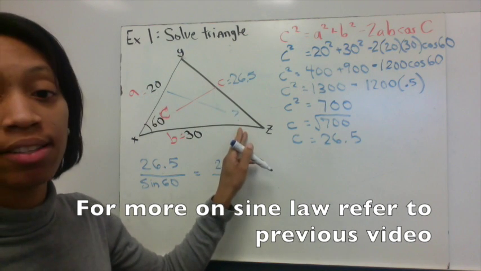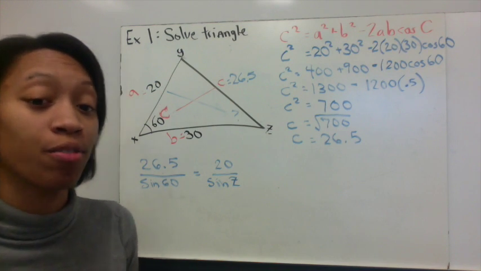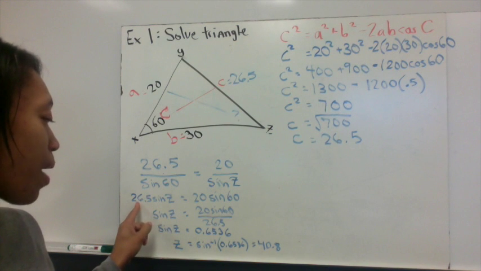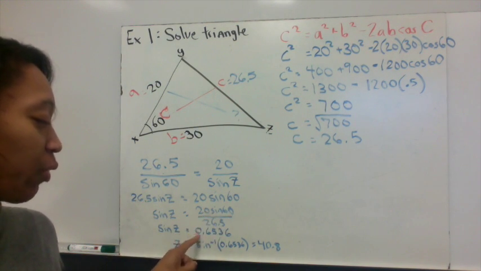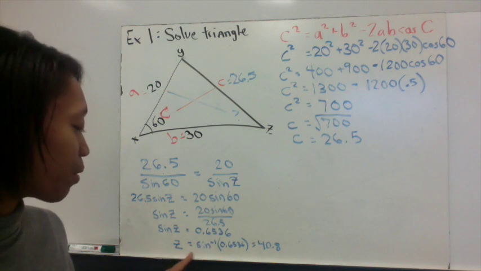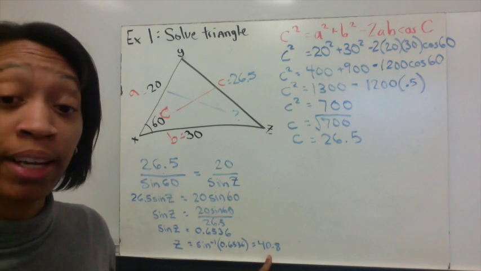I don't know what it is. I'll just call it z. Okay, so let's cross multiply to solve. Solving for z, I cross multiplied, then I divided by 26.5, and then I put that part in the calculator and I got 0.6536. Just take the inverse sine of that to get z, and that gives us z as 40.8.